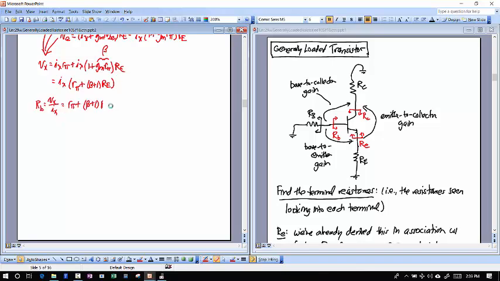RE, yeah. Is that what you're pointing at? Okay. So it's going to be R pi plus beta plus 1 times RB.